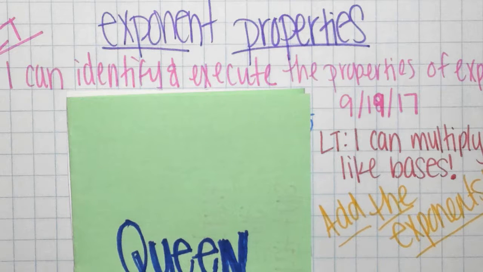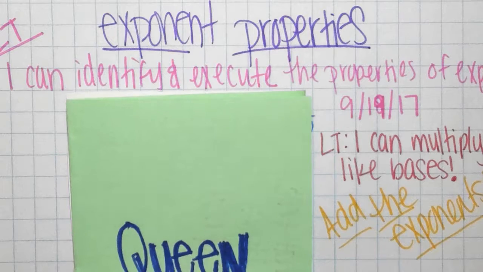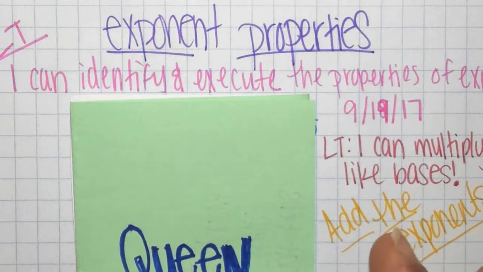So I want you to be able to tell me what property we're using, like multiplying like bases, and then tell me what to do. Yes.